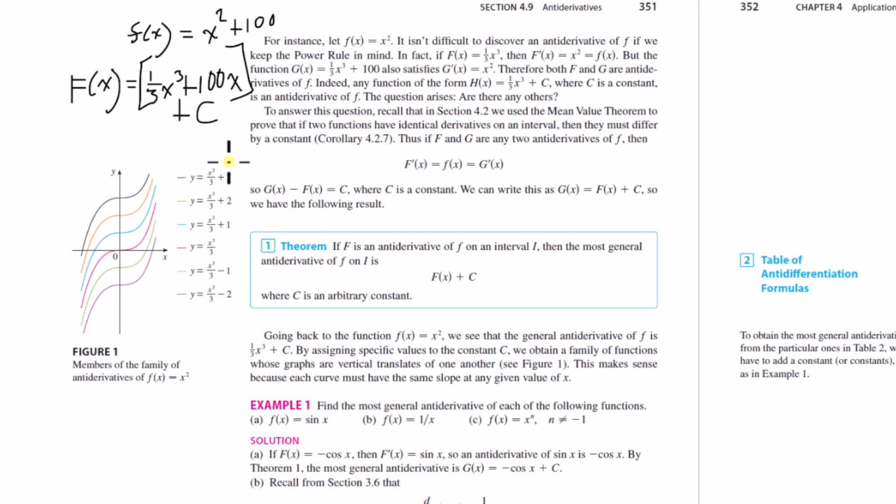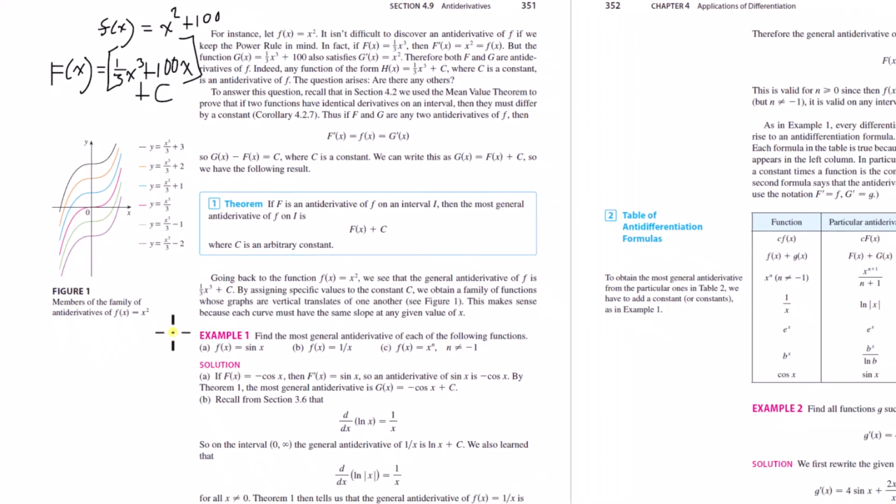So it gives an example here: for f of x equal to x squared, the antiderivative is x cubed over 3 plus a constant. So it's just the same curve with the same slopes. The slopes are the same everywhere, but the curves are shifted. So all these curves have the same derivative.